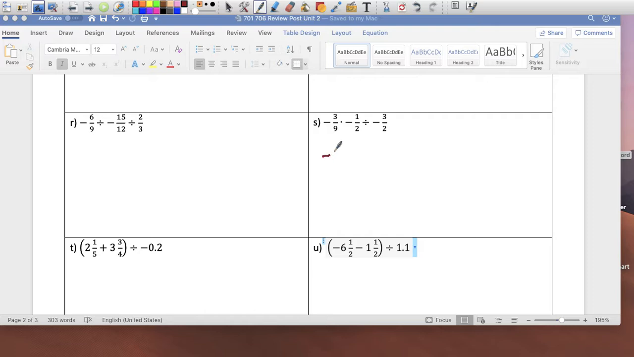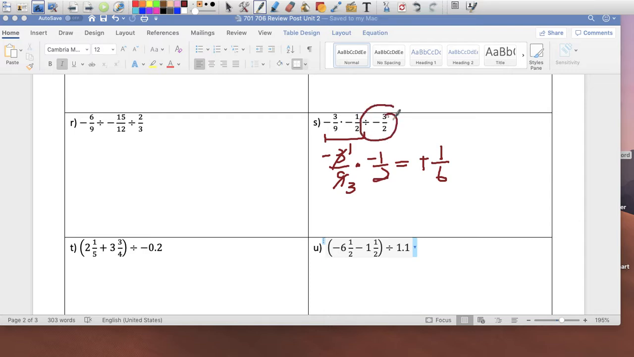That's 4. Same thing here, so it's negative 3 over 9 times negative 1.5, right? Let me do this part right here. So it's a negative times a negative, which is a positive. And I can simplify. 3 divided by 3 is 1. 9 divided by 3 is 3. I get 1 over 6.